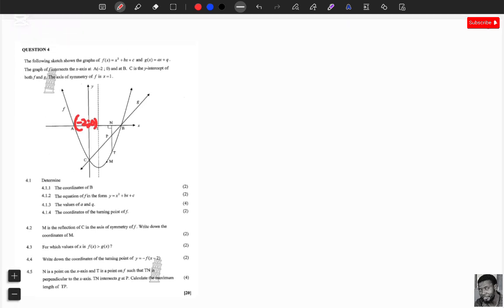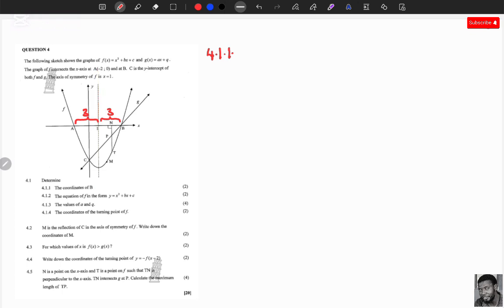Then we'll start here with 4.1. They say we need to find the coordinates of b. So what we need to understand is that the length there will be 3. Once this one is 3, the other one must also be 3, because we've got the axis of symmetry here.